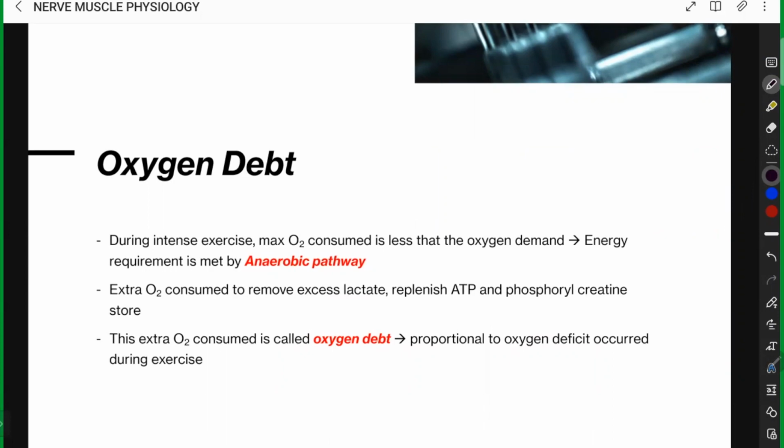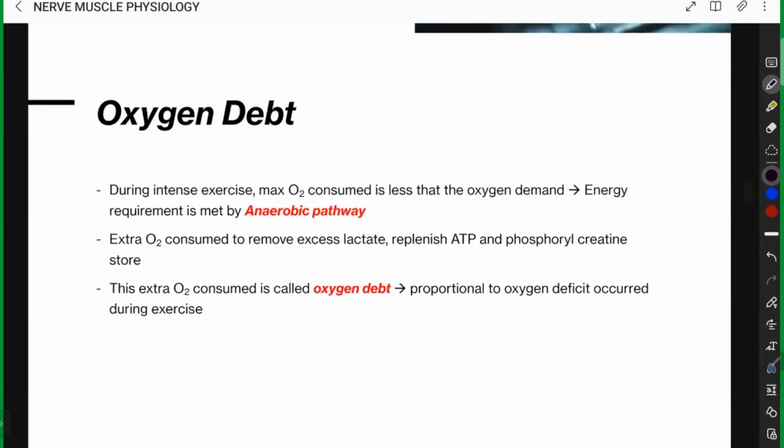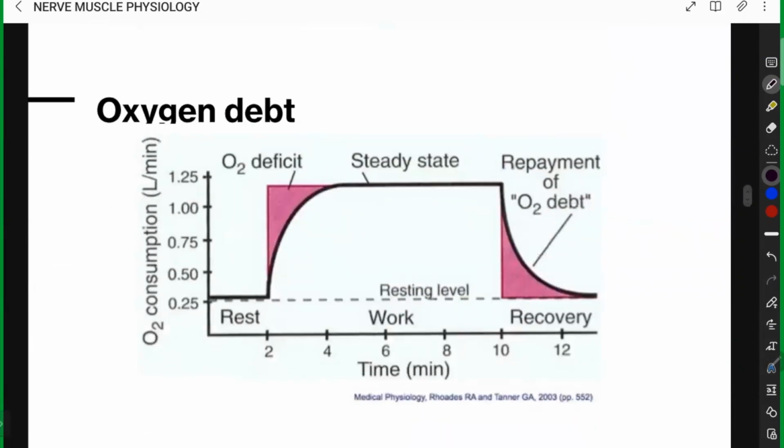So the anaerobic pathway, what it is going to be doing is lactic acid metabolism. So at rest, when there is maximum work, there is an oxygen deficit. During the oxygen deficit time, what happens is there is going to be lactate anaerobic metabolism. After anaerobic metabolism, once again, when the oxygen is obtained, that is going to go to the recovery phase.